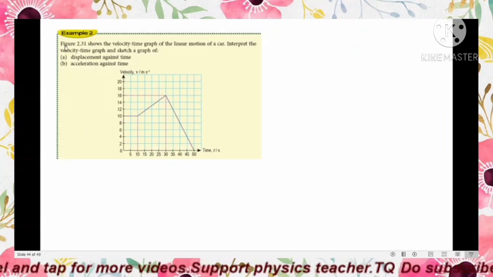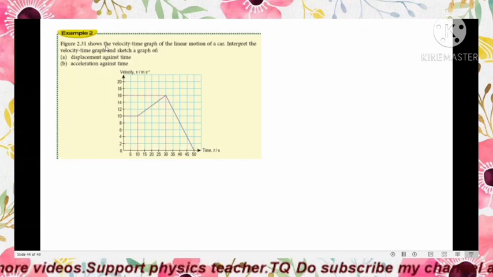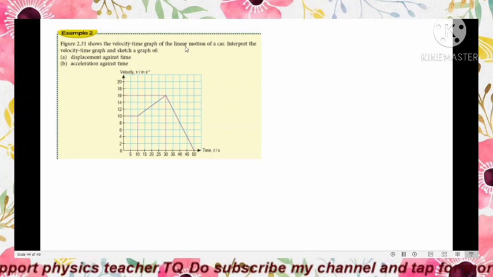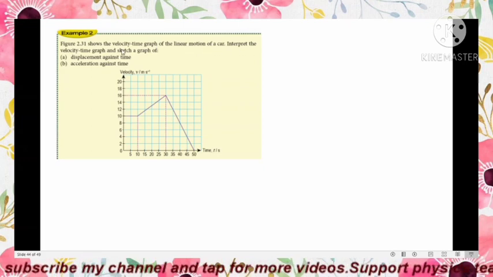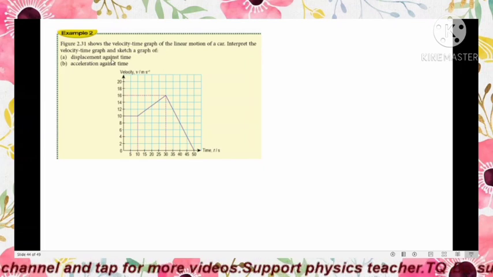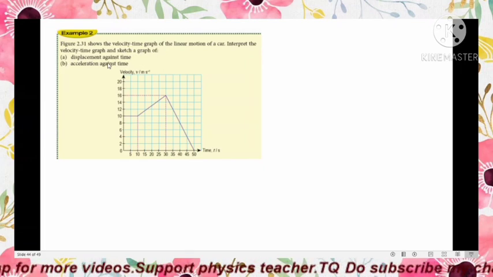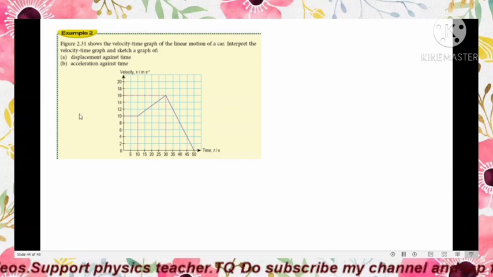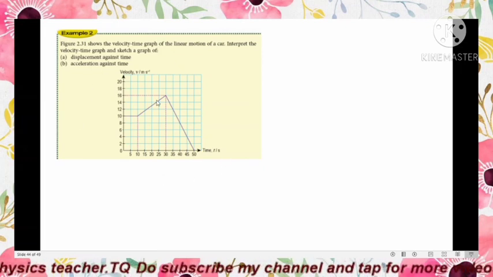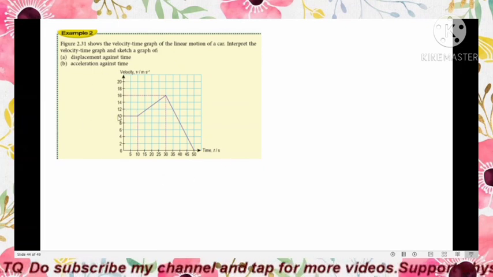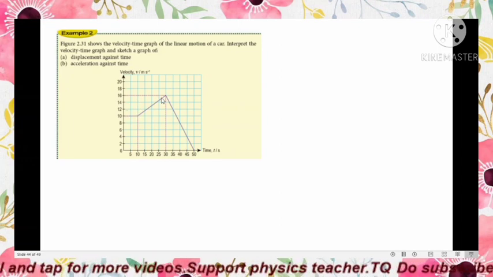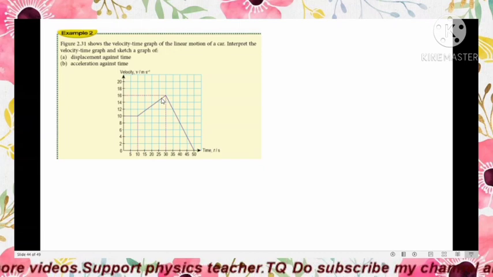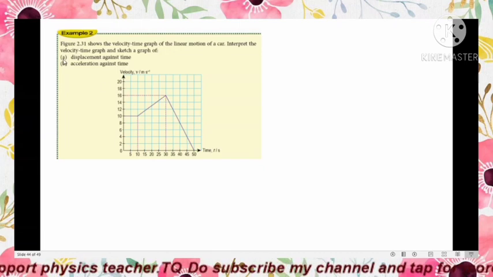Okay, example 2. Figure 2.31 shows the velocity-time graph of the linear motion of a car. Interpret the velocity-time graph and sketch a graph of displacement against time and acceleration against time. This one needs you to interpret and sketch. Same thing, you must know that the gradient of the graph equals acceleration and the area under the graph equals displacement. Okay, let's try to answer part A.